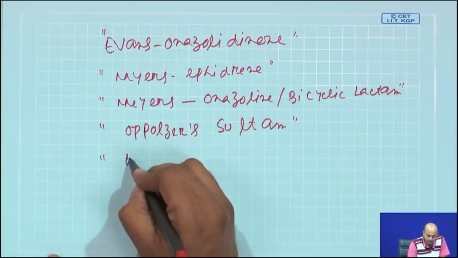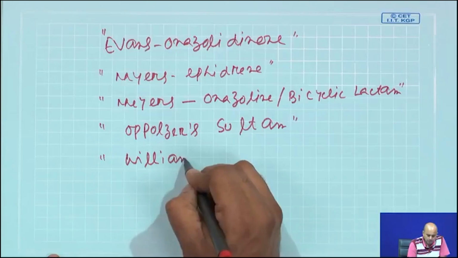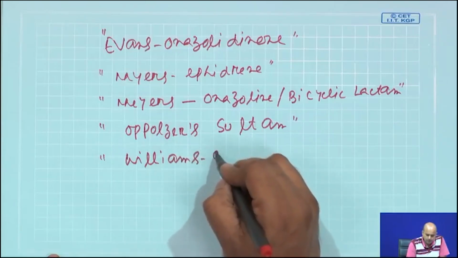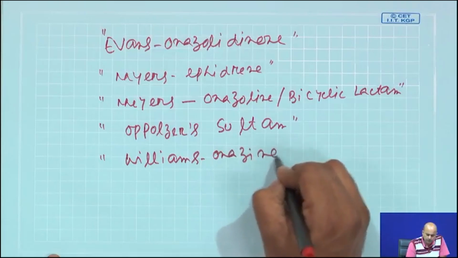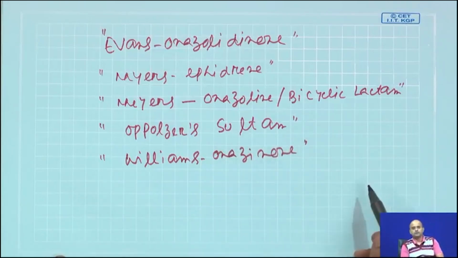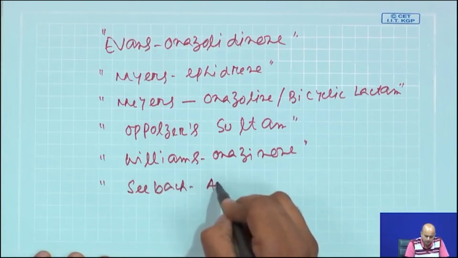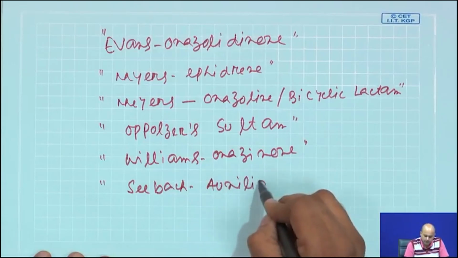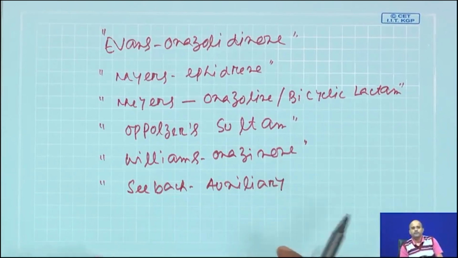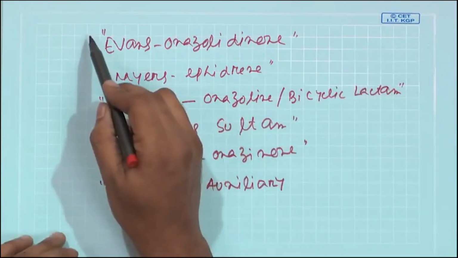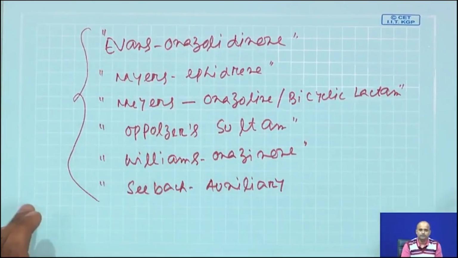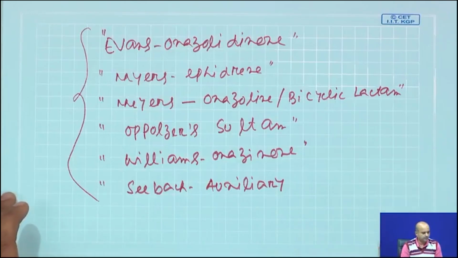There are auxiliaries named Williams oxazinone. These are the auxiliaries which you probably need to find in the literature. There are Seebach auxiliaries. All the auxiliaries basically work on a similar principle. You need to have a covalent attachment first, then you do the FGI, then you remove the auxiliary. The auxiliaries all have inbuilt chirality. So, our stereochemical strategies end here.